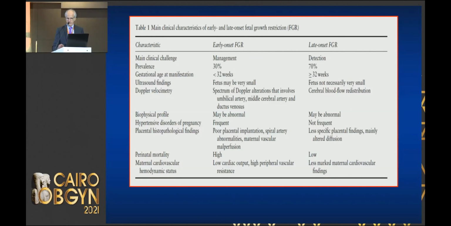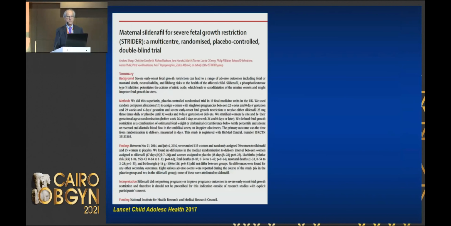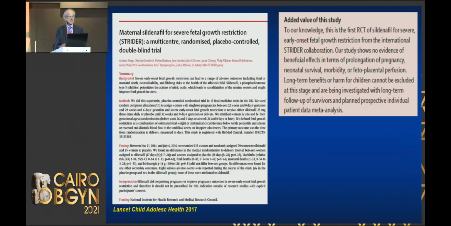And of course, there are different types of maternal cardiovascular hemodynamic status at an early and late gestational age. Now, is there intrauterine therapy for early fetal growth restriction? There was this STRIDER study on sildenafil, which is a potential agent. It's a phosphodiesterase inhibitor, which may lead to vasodilatation of the uterine vessels, but unfortunately it does not.